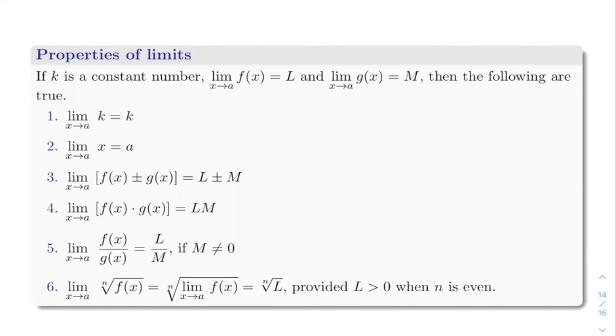The last property we will study is that the limit of the nth root of a function will be equal to the nth root of the limit, with a similar condition as above, that the limit L has to be positive when n is even. For example, we cannot find the square root of a negative number. So to prevent that problem, we require this condition.